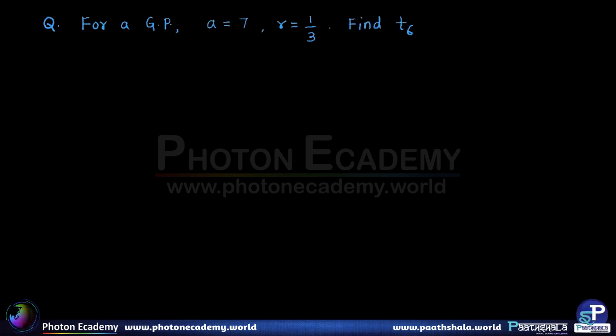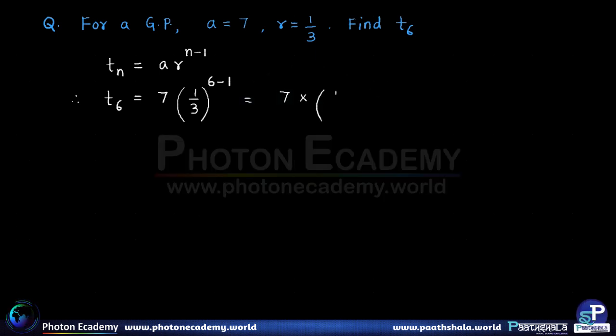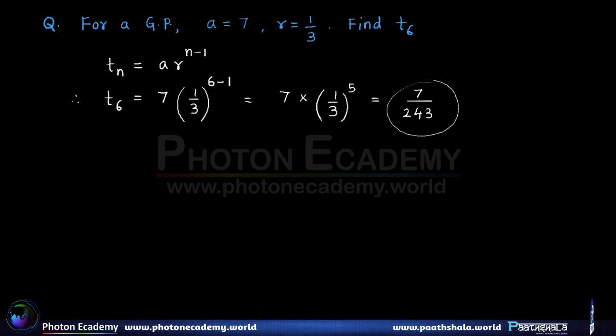Now here we know the basic formula to calculate any nth term of a GP. It is nothing but A into R raised to n minus 1. So therefore, putting in the values, we have T6 equal to A, which is 7, multiplied with R, which is 1 by 3, raised to 6 minus 1, which is n minus 1. So that turns out to be 7 into 1 by 3 whole raised to 5. So that is nothing but 7 upon 3 raised to 5, which is 243. So therefore the answer is 7 upon 243.